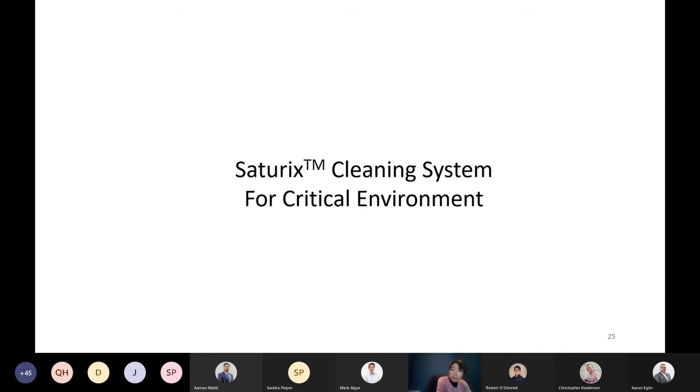So as I've said, we can do better, so we can help you. Here, I want to introduce a new cleaning system. It's called Saturix, that was launched last year. And we just debuted this system during the Clean Room Technology Show 2 weeks ago. So here, I just want to officially unveil this system to you and explain to you how this new system can help you reduce risk and conserve chemical.